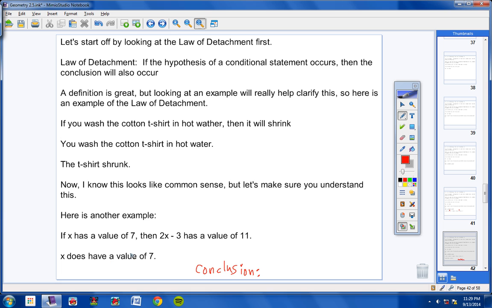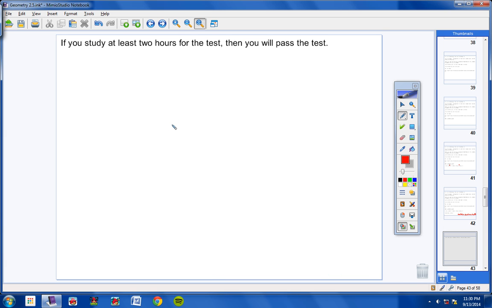X does have a value of 7. And up here, we learned that if x had a value of 7, then something would happen. So let's see if you can write the conclusion on your own. I'll pause just a second. If x has a value of 7, then 2x minus 3 has a value of 11. X does have a value of 7. So the conclusion is 2x minus 3 has a value of 11. Pretty sloppy, but I'll read it to you. 2x minus 3 has a value of 11. That's your conclusion. Okay?